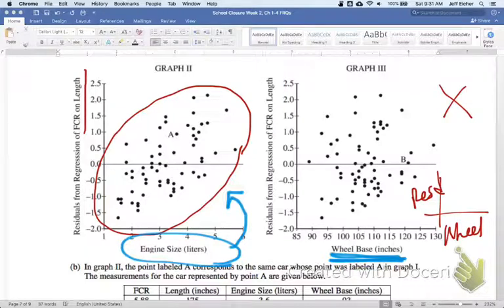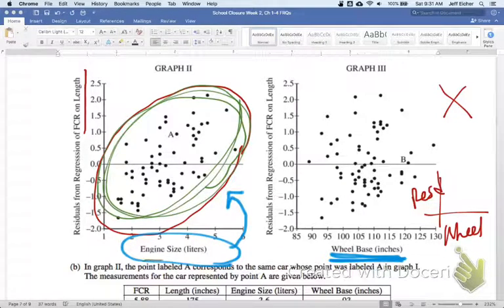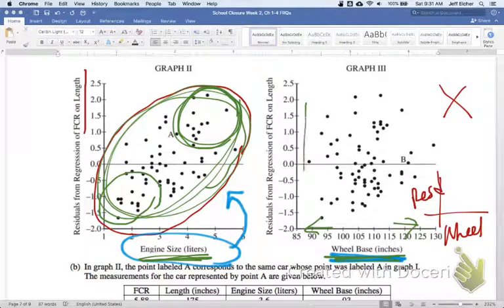This question is getting at the pattern left over in the residual plot that engine size does a much better job explaining. So for smaller engines, the residuals are below the line. For large engines, the residuals are above the line. Whereas on wheelbase, whether the wheelbase is small or large, it doesn't really do a good job at predicting where the residuals will fall.